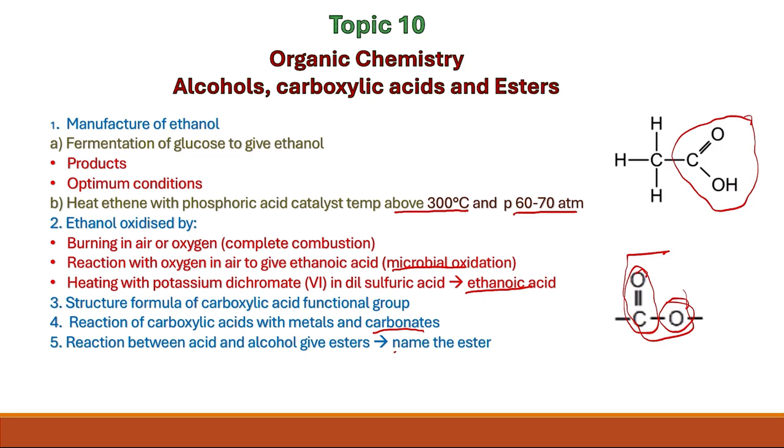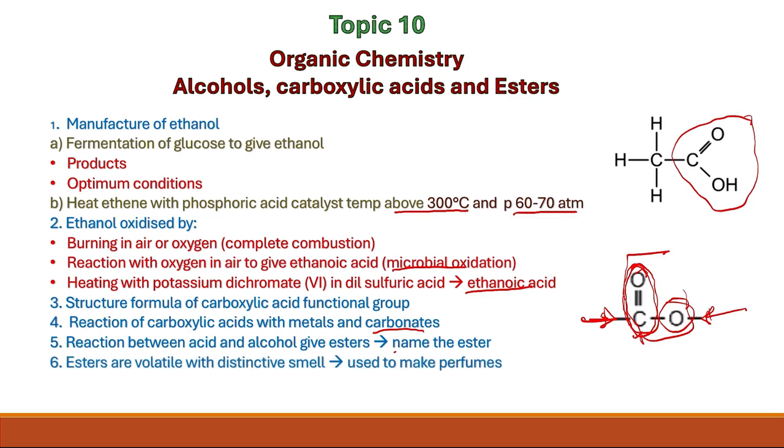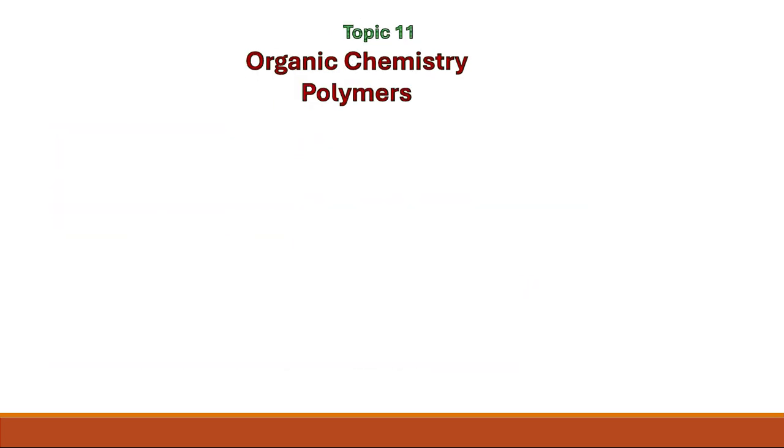The first part comes from the alcohol, which is the part here attached to the oxygen, and the second part comes from the carboxylic acid, which is going to be that part here. And remember that this carbon is part of the carboxylic acid. So when you count the number of carbon atoms, don't forget to count this carbon as well with it. Esters are volatiles with distinctive smells. This is why they are used to make perfumes.